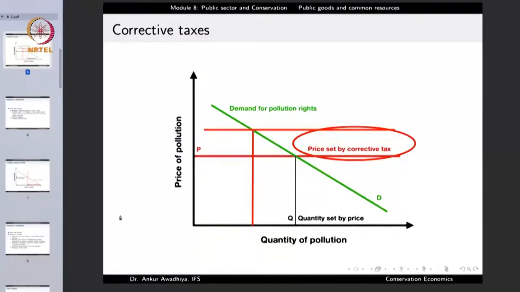And similarly, the government can use these corrective taxes to control any behavior that has a negative externality. So if the government thinks that, okay, if people smoke, then the people who are there in the vicinity, they become passive smokers and they have to bear with the health cost. So what will the government do? The government can increase the price of cigarettes. And how will the government increase the price of the cigarettes? By putting a corrective tax on cigarettes. So in this case, the government is setting the price and the price is determining the quantity.